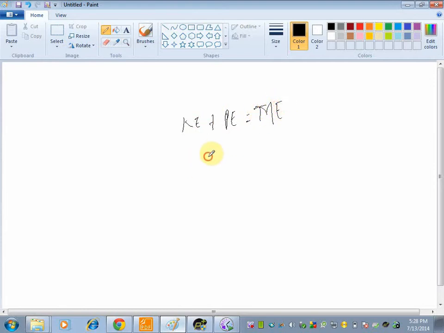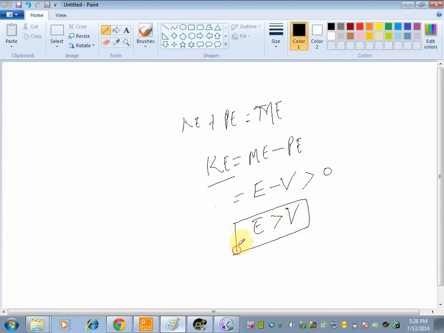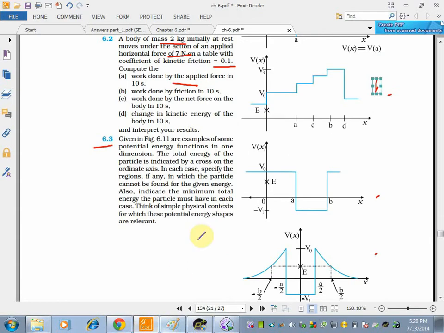So kinetic energy is equal to ME minus PE, and with reference to this question, ME is represented by E and potential energy by V. The kinetic energy will always be a positive quantity and cannot be negative, so E will always be greater than V. But as seen in this question, at this point V0 is above E, and why is that? This should not be possible.